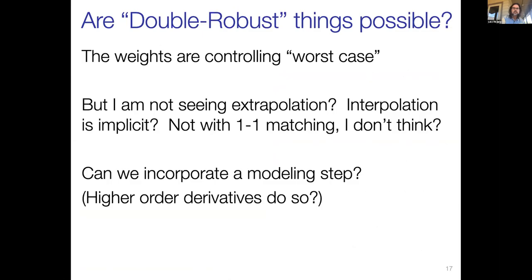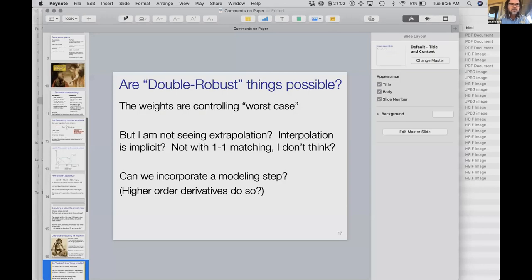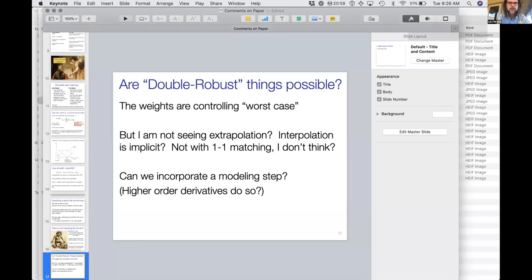So the weights are controlling the worst case, but I'm not seeing the extrapolation. And I need my slide. Hold on just a second. Oh, yes, that's what that slide is. I couldn't see the title, so I threw myself off.